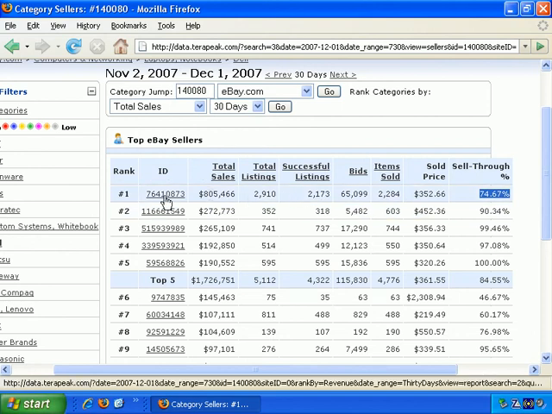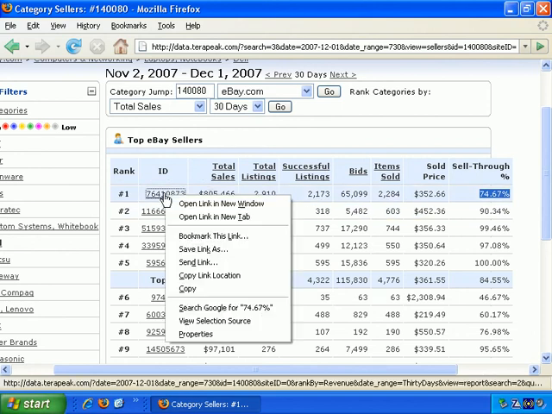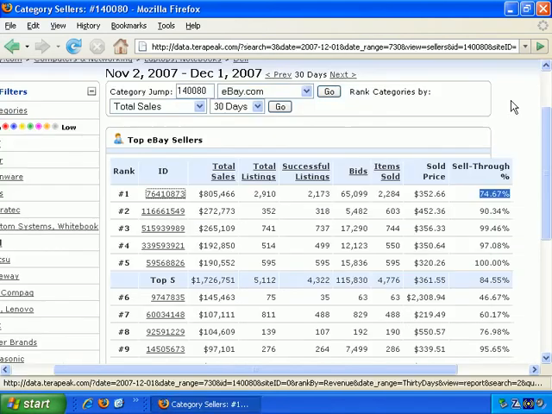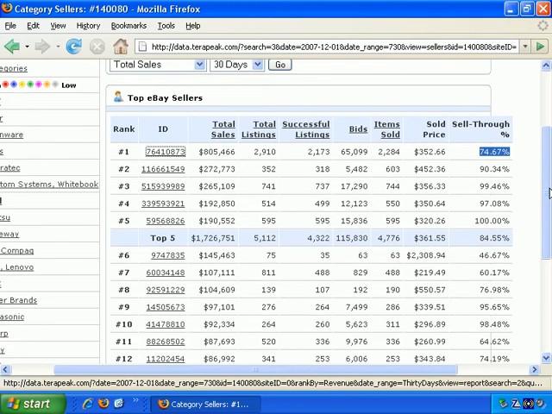I won't come to this just yet, but you can click on any of these IDs, and it will open in a new window, and that takes you through to the Seller Report page, which will be covered in greater detail in a later video. Okay, let's close that. So again, how is this information useful? Actually, it's very useful to let you know if there's money to be made in that category.